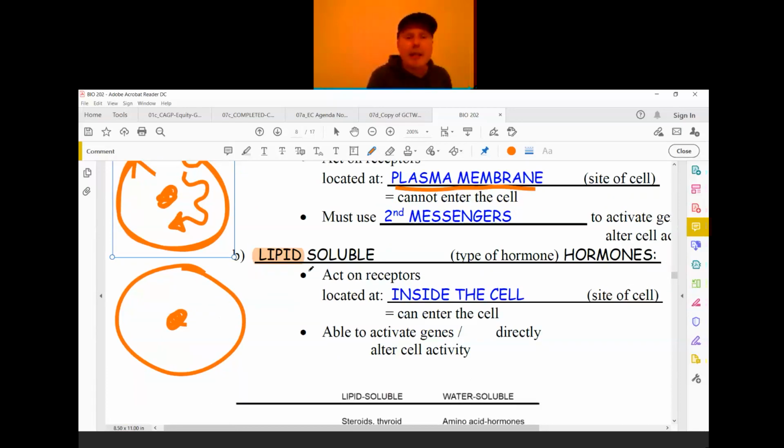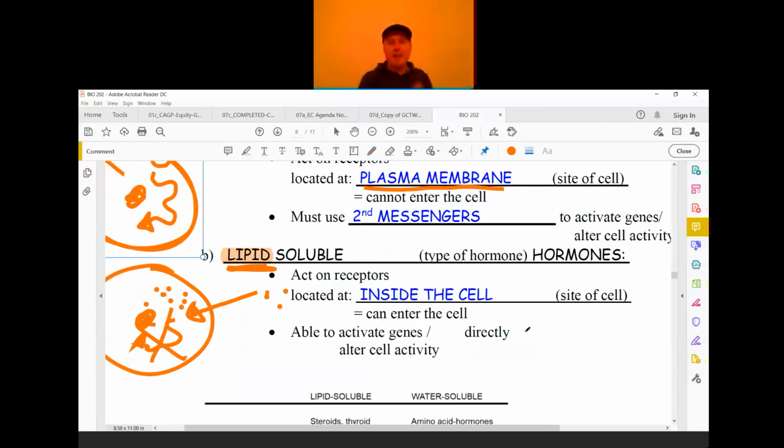The situation is different with the lipid-soluble hormones. Well, now they can actually go through the plasma membrane. They can go through this phospholipid bilayer. And there they can trigger different kinds of events inside the cell. But they don't need this second messenger. They can trigger the changes directly within the cell on their own. So that's the big difference between the two.